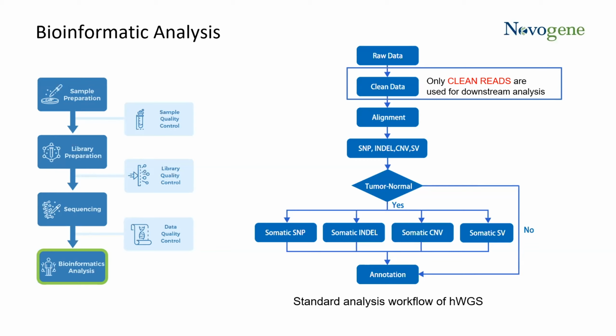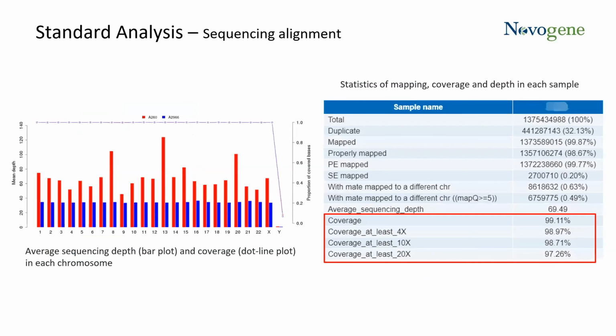The first part of the aligner is utilized to map the clean reads to the human reference genome, HG38, and the results can be obtained in the BAM format. As an example for this case, you can see in the graph on the left the average sequencing depth per chromosome represented by the bar plot, at the same time that you can see the proportion of covered bases by chromosome in the dot line plot.